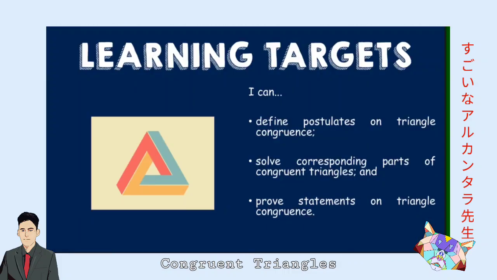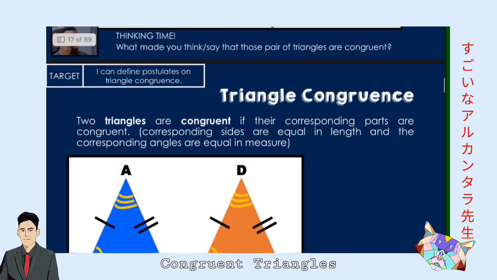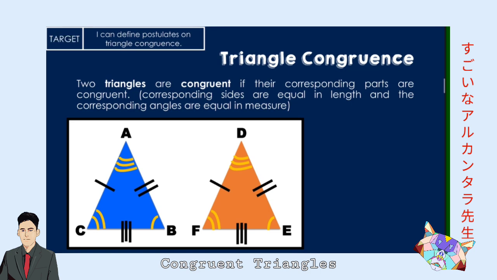Now we will be talking about congruent triangles, different postulates and theorems, how to identify corresponding parts, and later on we're going to prove statements involving triangle congruence. So triangle congruence basically takes place when two triangles are congruent if their corresponding parts are congruent. Now here's the thing. When we say corresponding parts, there are two parts that we have to talk about. The first one being the sides, followed by the angles.